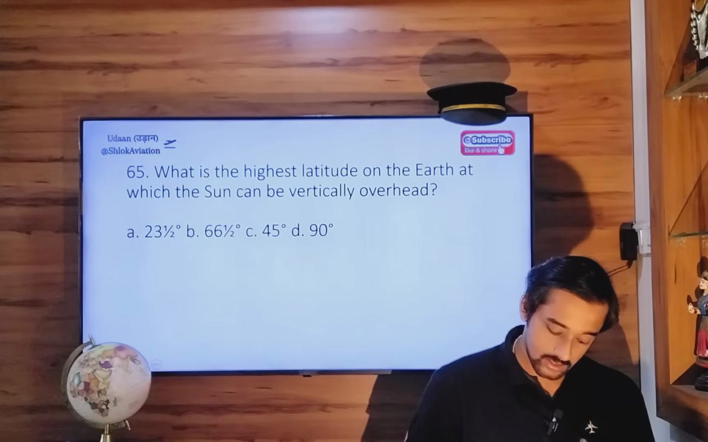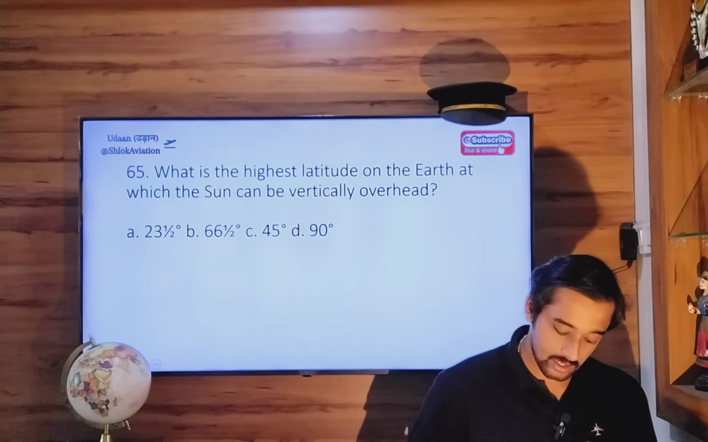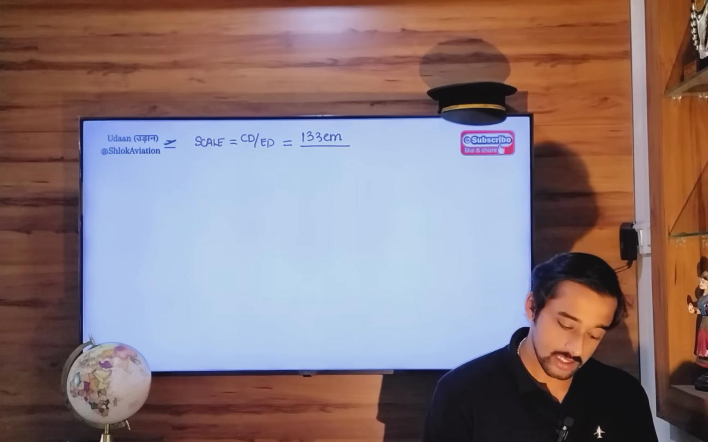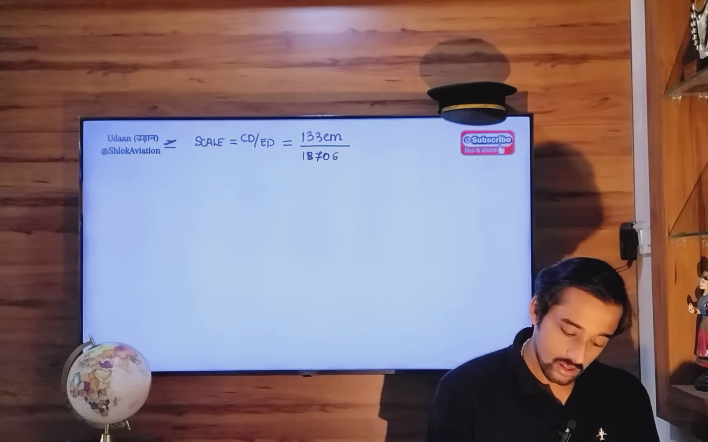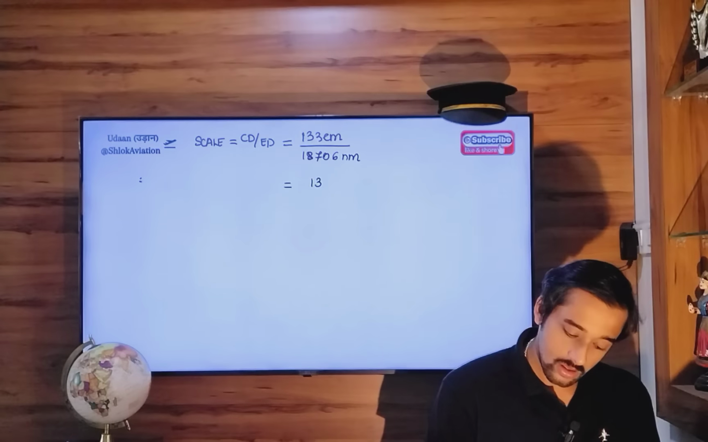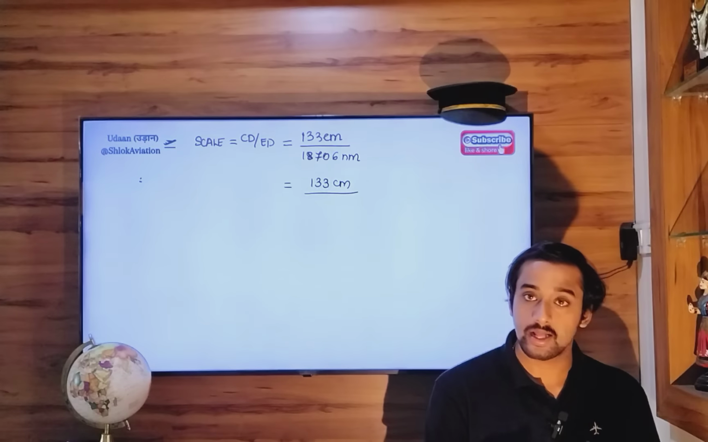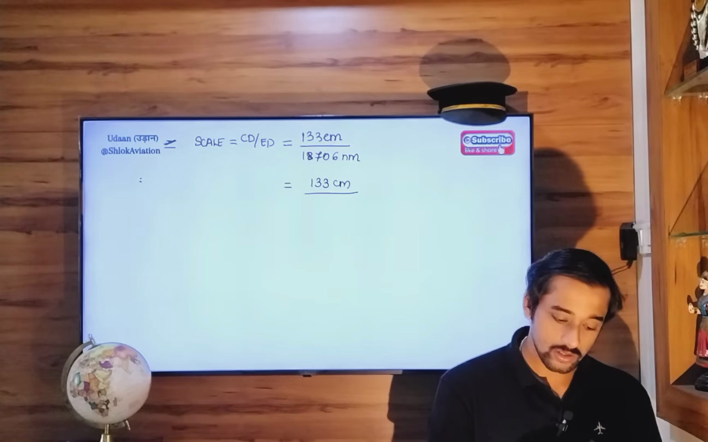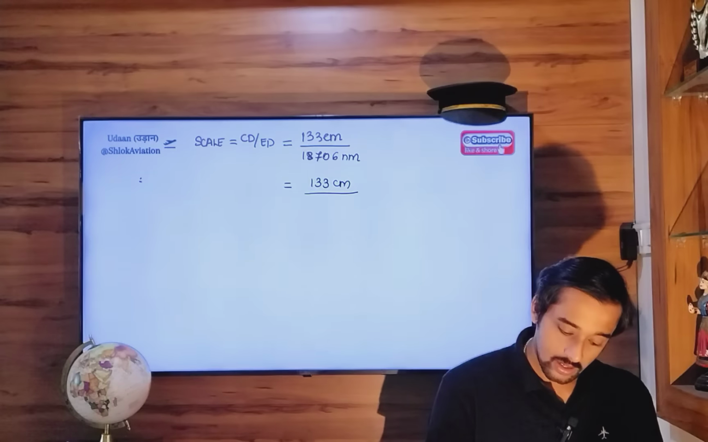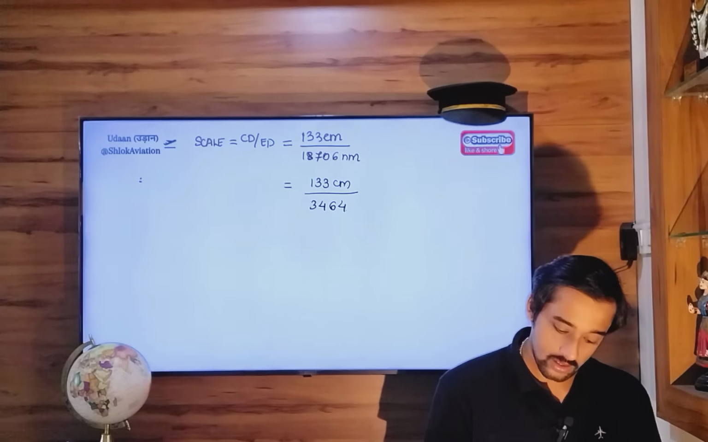Chart distance is 133 centimeter divided by Earth distance, 18,706 nautical miles. So 133 centimeter divided by, converting nautical miles into centimeters, 18706 into 1852 meters into 100 centimeters. So we get 3464351200.